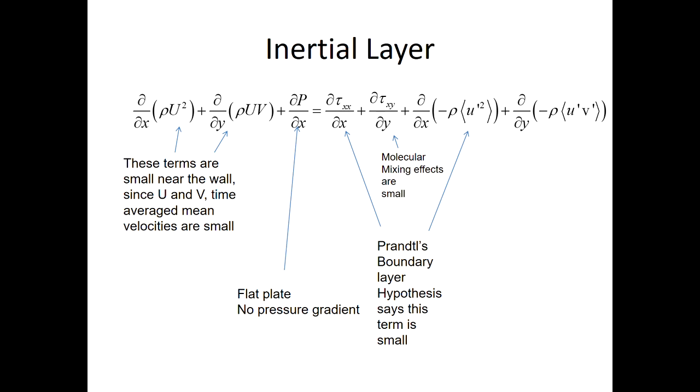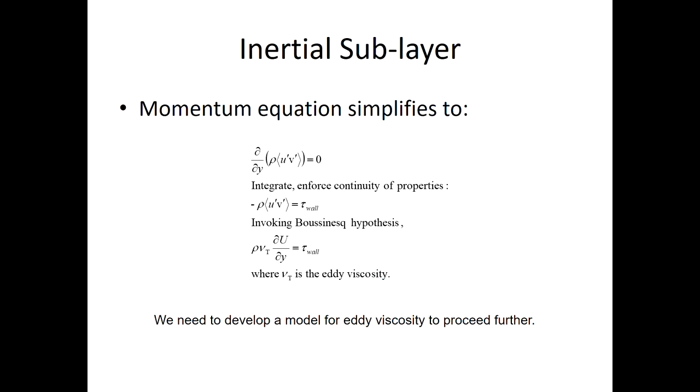Some are neglected because U and V are 0. There's no pressure gradient. In the boundary layer theory, stream-wise viscous terms are neglected. Even stream-wise eddy viscosity terms are neglected. Molecular diffusion is neglected in the inertial layer. So you're left with just this one term. So you get an expression like this. When you integrate it, it equals tau at the wall.